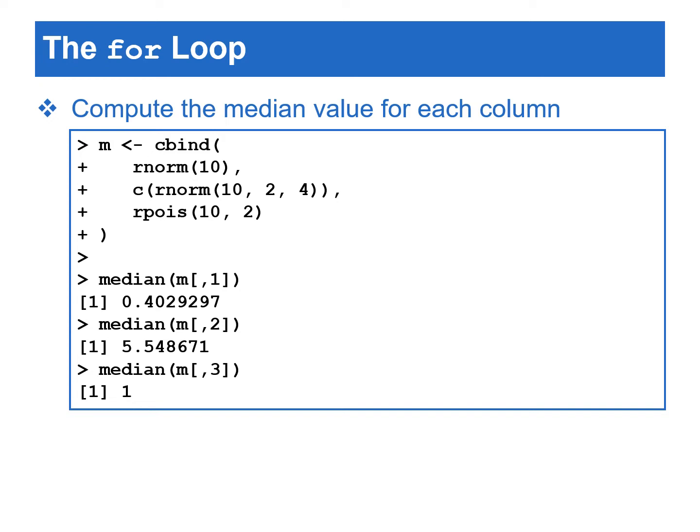Another tool for reducing duplication is iteration. Suppose that we would like to compute the median value for each column of a matrix. Each command for calculating the median value is almost identical, except for the column index. In this situation, we can wrap these commands into a loop to reduce duplications.